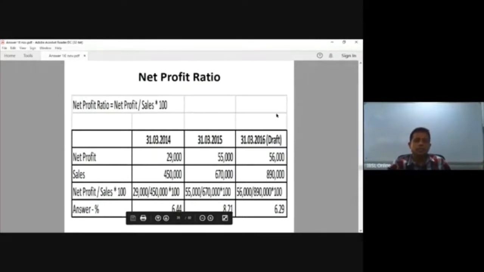Net profit after tax also, here you can see a very lower rate. 6% means very lower rate, less than 10%. In 2015, there was an increase of 8%. But again, in 2016, it has declined to 6%.